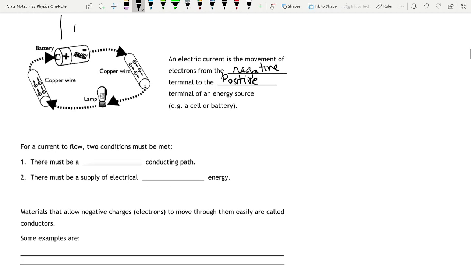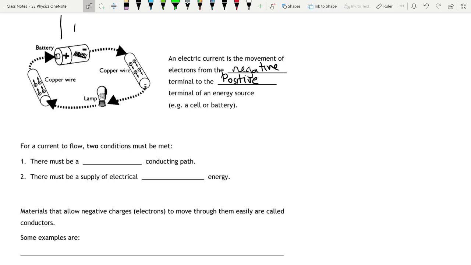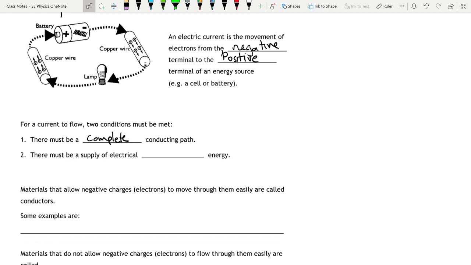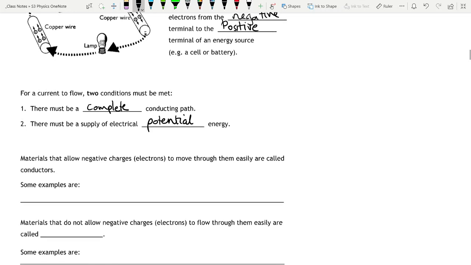So, for a current to flow, two conditions must be met. There must be a complete conducting path. That means a wire from the negative to whatever's in it, then back up to the positive. So a big circle, basically. And there must be a supply of electrical potential energy. You've called it electrical energy up till now, but the fuller word is electrical potential energy. We'll go back to just calling it electrical energy, though, normally.